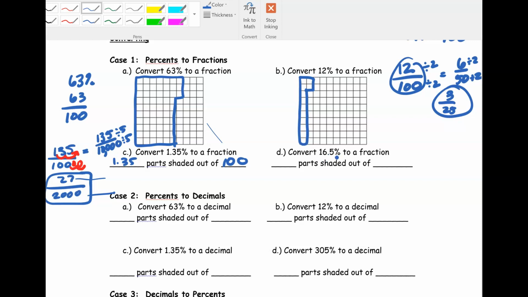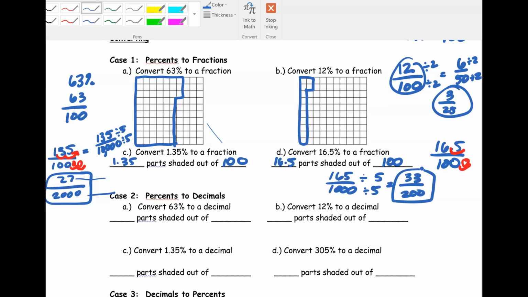So 16.5% means 16.5 for every 100, or 16.5 parts shaded out of 100. And then just like before, we want to move that decimal out of the number, and I'm going to put a placeholder 0 on the bottom. So the fraction is going to be 165 over 1,000, and then we want to reduce that. Both of these are divisible by, let's see, maybe 5. Yep, if we divide that, we end up getting 33 out of 200.